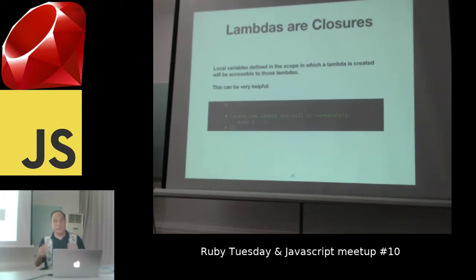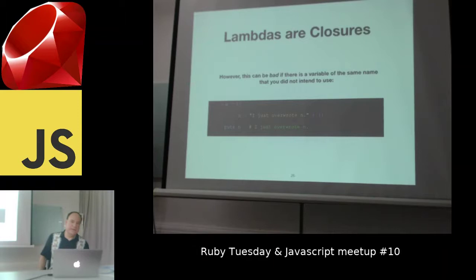Lambdas are closures, which means that they take with them the environment in which they were created. So here's an example where we have a variable, n equals 15, and inside the lambda, we say puts n. And here's an example, by the way, of creating a lambda and calling it inline at the same time, not even assigning it to a variable. This says 15. You could pass this lambda somewhere totally out there in the process's memory and some other class instance is holding onto it, and it would still output 15 because it's carrying its context with it.